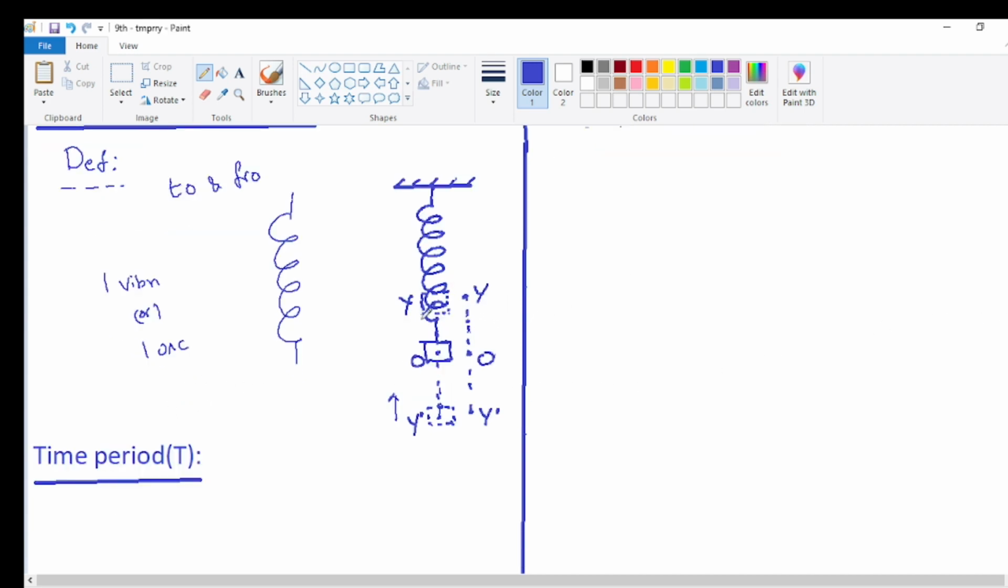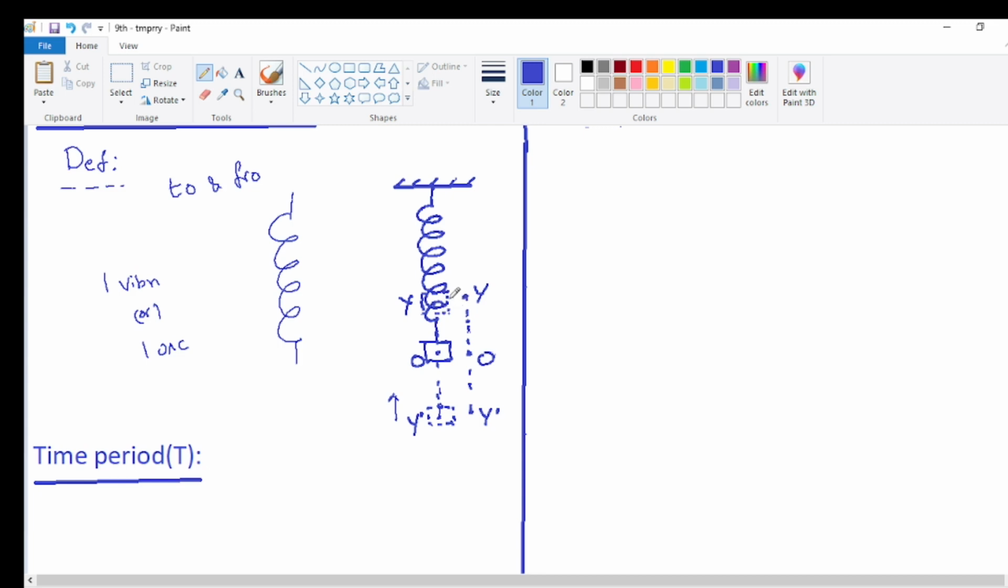Now, one vibration or one oscillation can be defined in a slightly different manner also. So just now we have seen that if the body moves from the bottommost position y dash to the top extreme position y and then back to y dash, it is one to and fro motion, that is one vibration. Now the important thing about this one vibration is, divide the entire path y o y dash into tiny elemental paths. Elemental means tiny paths of small lengths.